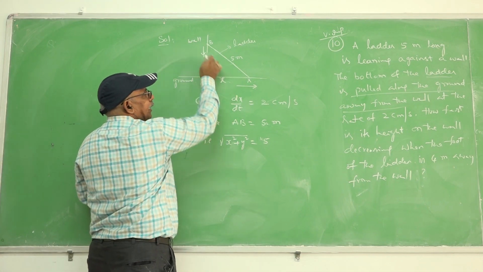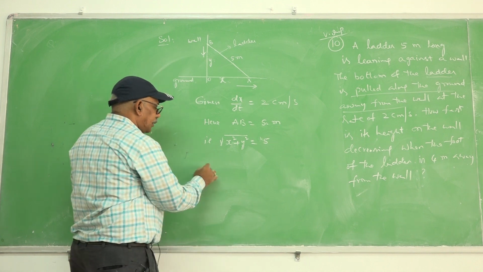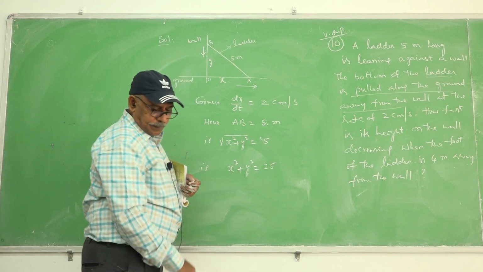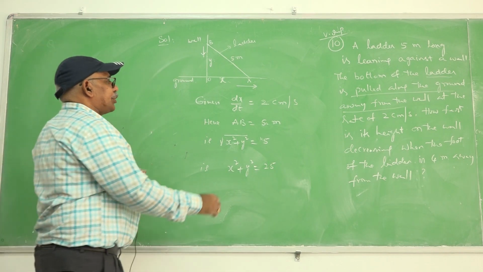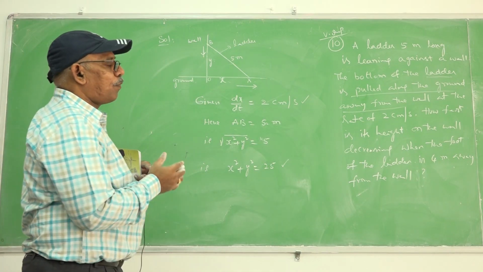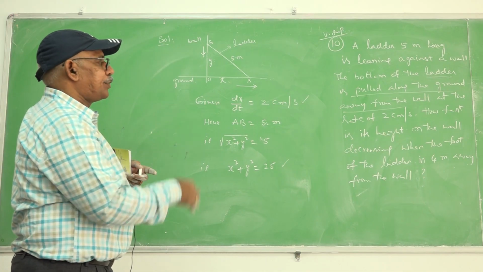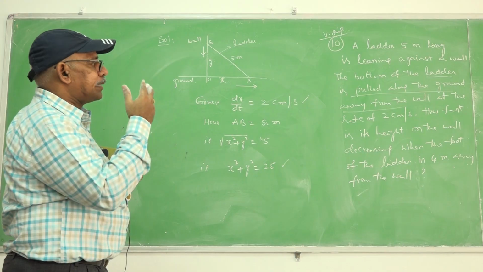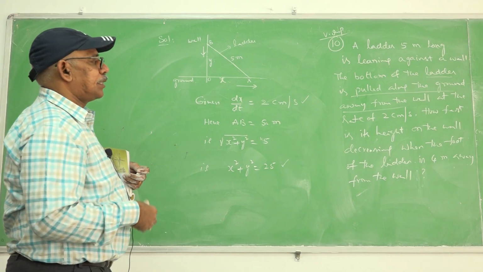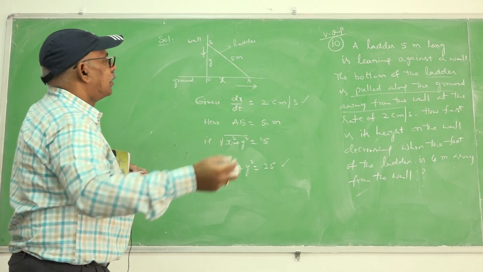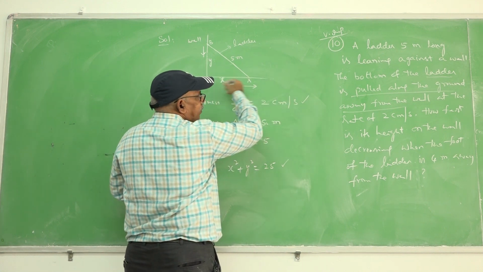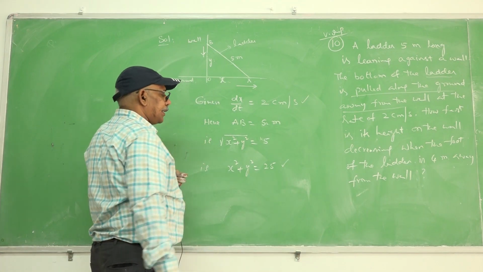Since this is x and this is y, x square plus y square is 25. Now based on these two relations, you have to find the rate of change in y. That means how fast the height changes when the bottom of the ladder is moved away from the wall on the ground. That is to be considered here.